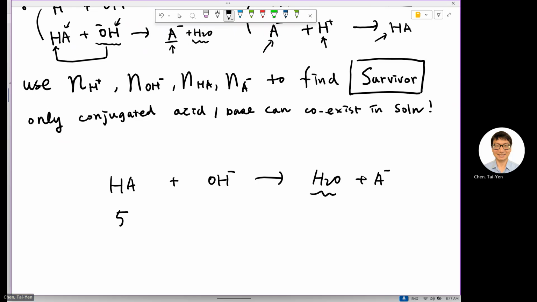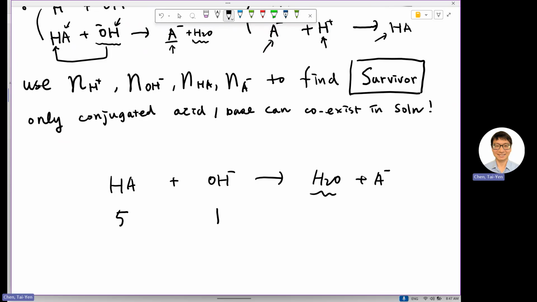HA. I have 1 OH minus. And they're going to kill each other, right? Regardless of whether it's strong or weak, it doesn't really matter. They're going to consume each other equally. It means 1 HA is going to kill 1 OH minus, and 1 OH minus is going to kill 1 HA. It doesn't matter if it's strong or weak, they're just going to form water at the end.